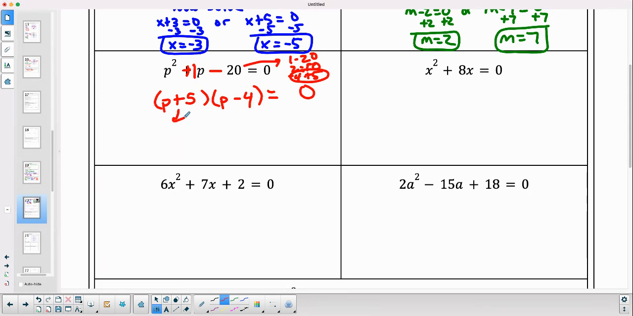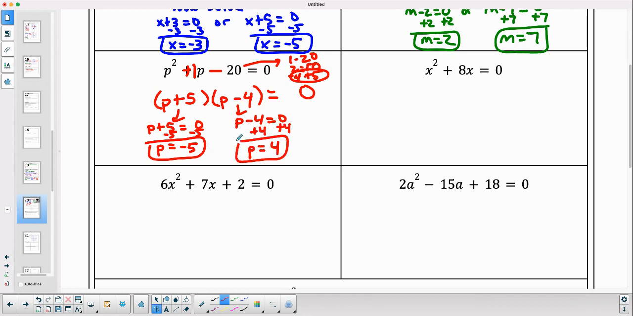So p plus 5 and p minus 4, each of those need to get set equal to 0. All we need to do to solve the first one is subtract 5 from both sides. So negative 5 is one of the answers for p. And then in the second one, we would just have to add 4 to both sides. So positive 4 is the answer for the second one.